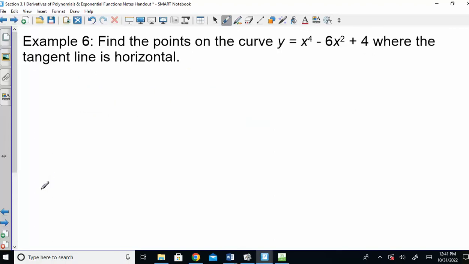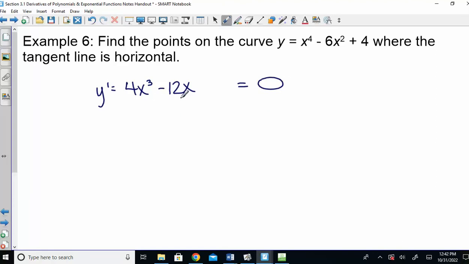Okay, if I want to know everywhere the tangent line is horizontal. Okay. Horizontal, what does that mean? Slope is 0. How do you get the slope of the tangent line? Derivative. So I'm asking you, where is the derivative 0? So find the derivative. I'm going to call that y prime equals derivative of x to the 4th, 4x cubed minus 12x, and the 4 would turn into a 0, so I don't need that. So I want to know when this will equal 0.